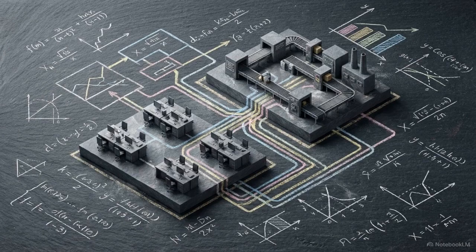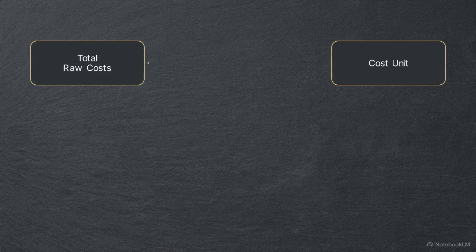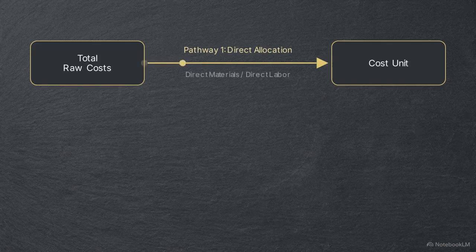Once the definition is set, we have to look at the physical flow of costs through an organization's accounting architecture. Expenditures take one of two distinct structural pathways to ultimately reach their assigned cost unit. This flowchart illustrates the first route. Pathway 1 represents cleanly identifiable expenses. Items like direct materials and direct labor are easily quantified. Their monetary value is traced and charged straight to the end unit.